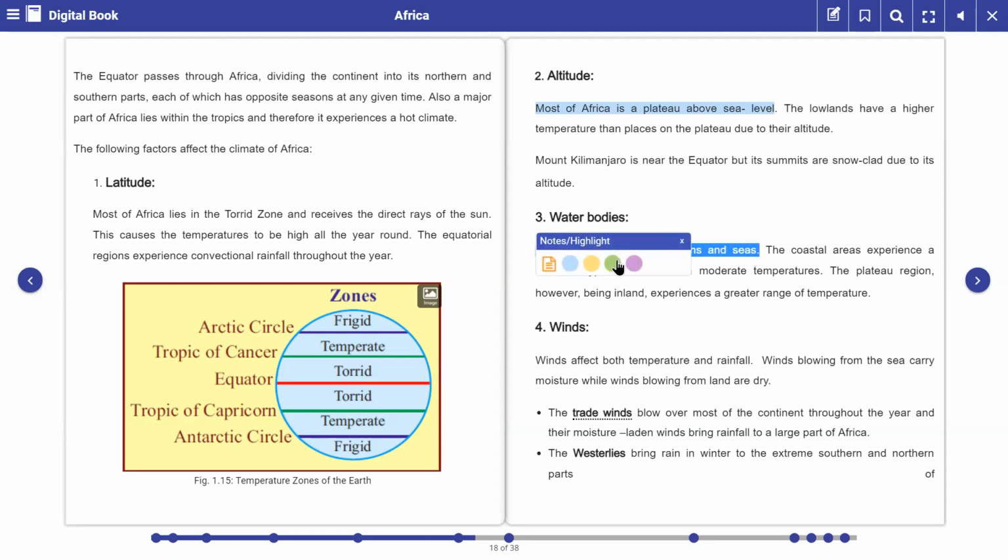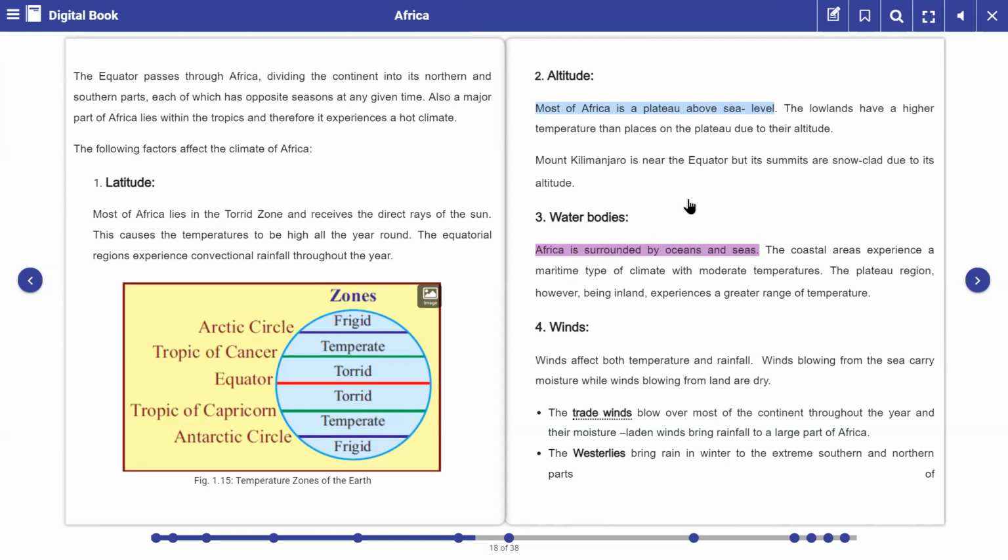So basically, Africa is surrounded by oceans and seas, and the coastal areas experience a maritime type of climate with moderate temperatures. The plateau region, however, being inland, experiences a greater range of temperature. So what happens is, since it is surrounded with oceans and seas, the coastal areas in Africa experience a marine type of climate. Please underline this.